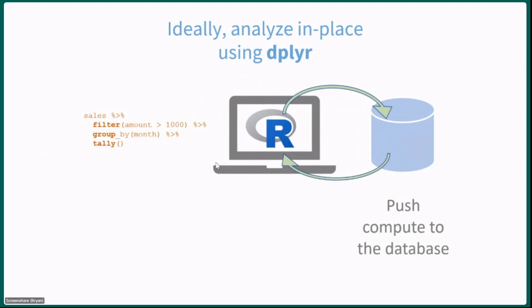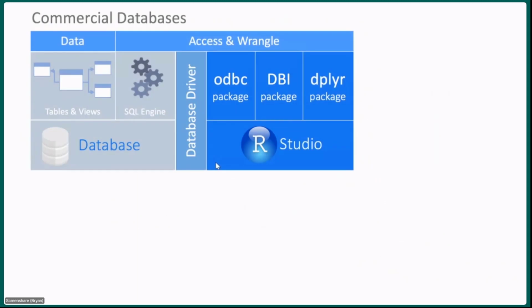So the whole goal of this is really just pushing the compute to the database, while still being able to use our piped code that's modular and easy to read that we like. In terms of the pieces that make this possible, the three core packages are odbc, dbi, and dplyr.